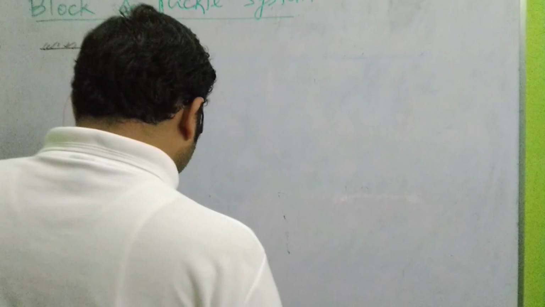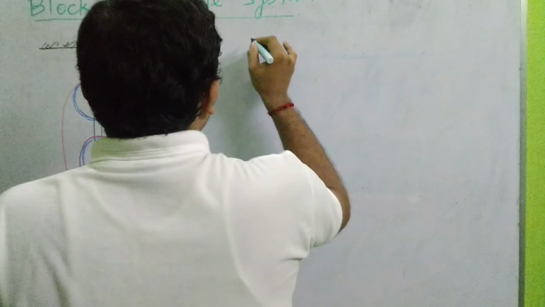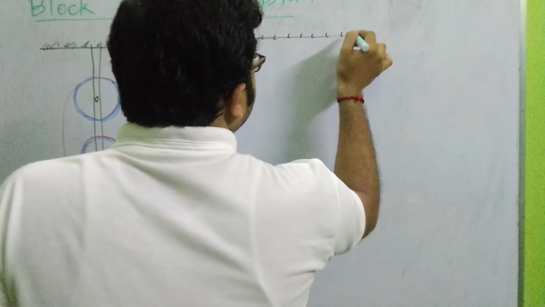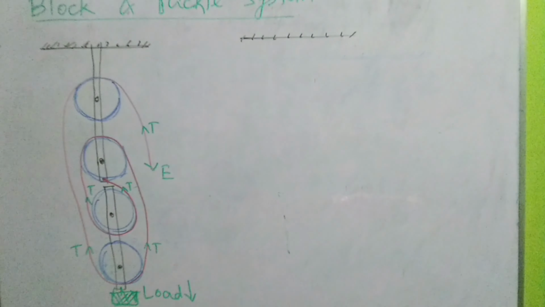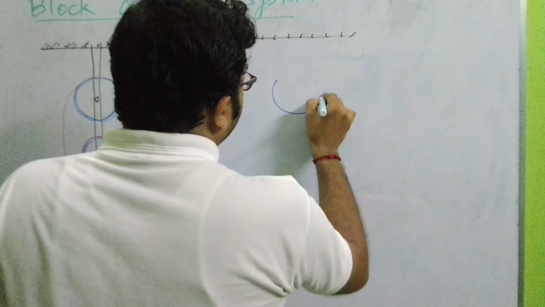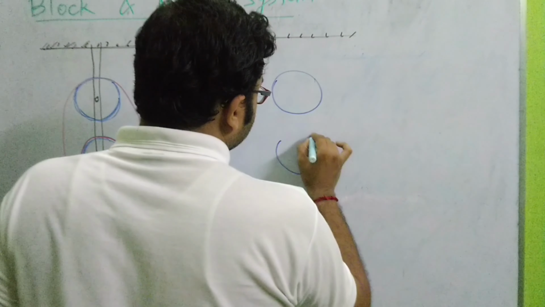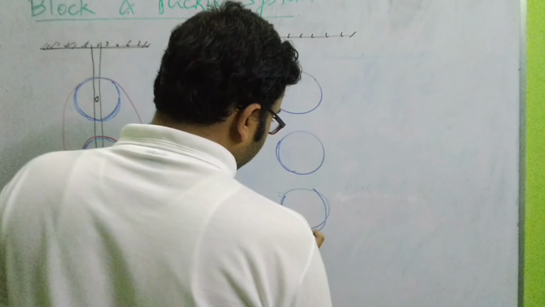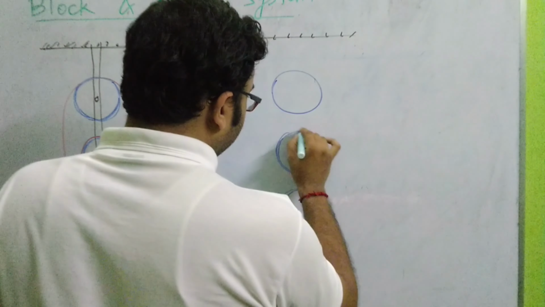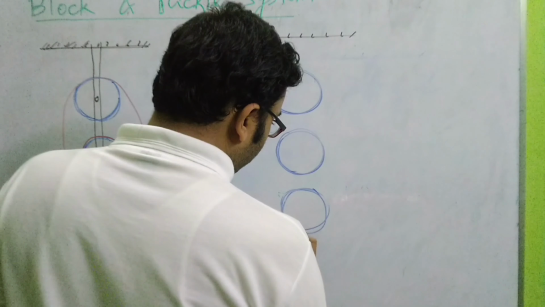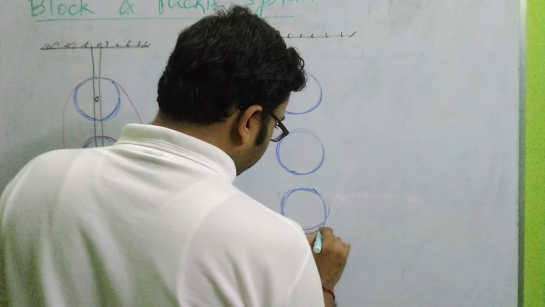The second combination, as I was talking, is where we have an odd number of pulleys. In case we have an odd number of pulleys, remember the upper block will have one more pulley than the lower block. Remember this thing. So it will be something like this. These are the three pulleys. The upper block will have one more pulley than the lower block. So remember this particular combination.